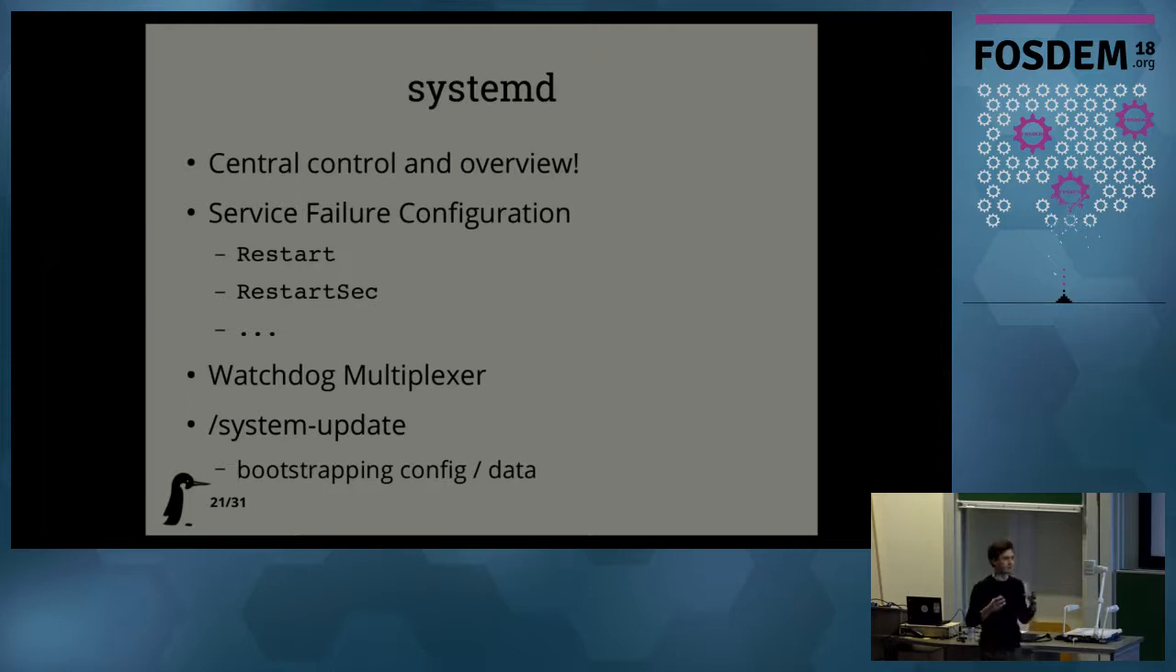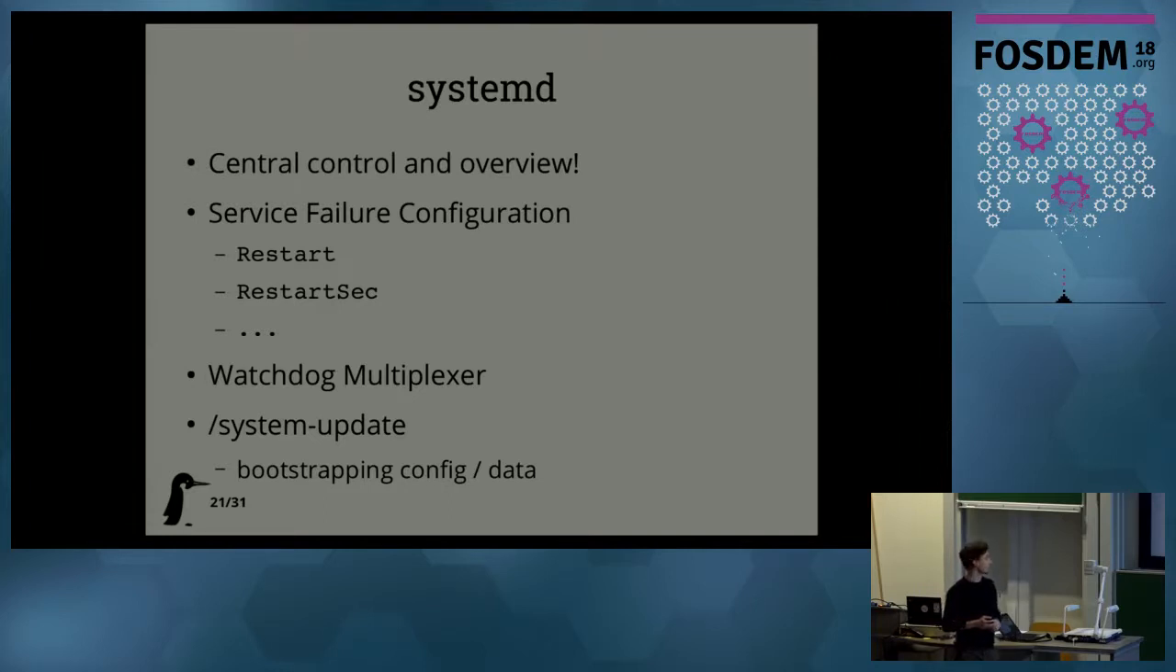And in general, using systemd in an embedded system that you want to update in a robust way is a good idea, because it's a very central point and it has a very central view of the entire system and all the components running on the system. It provides fine-grained control over behavior when an application or a service fails: whether you want to restart it, with which intervals between multiple tries, and when you want to abort trying to restart a service and reboot the entire system, and so on. It has the watchdog multiplexer I already described.